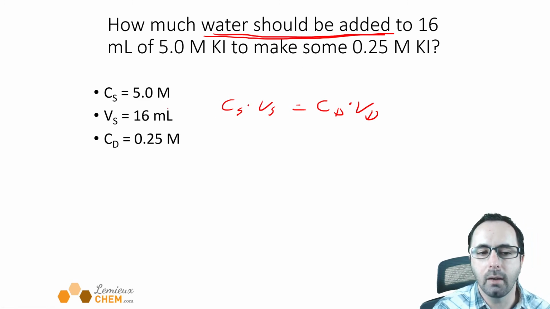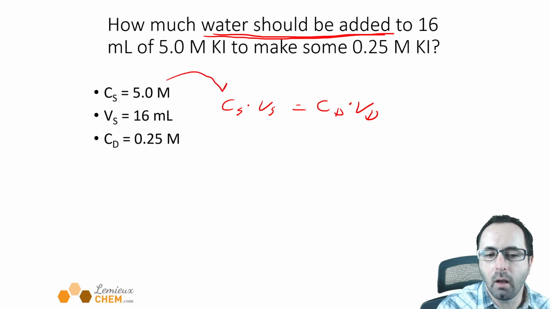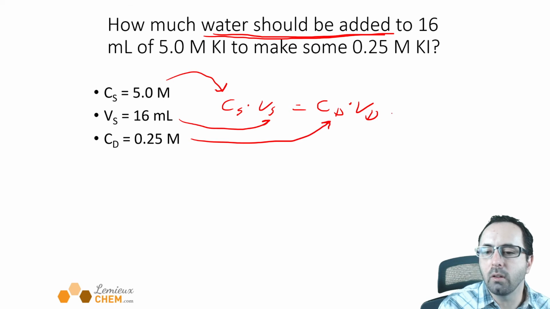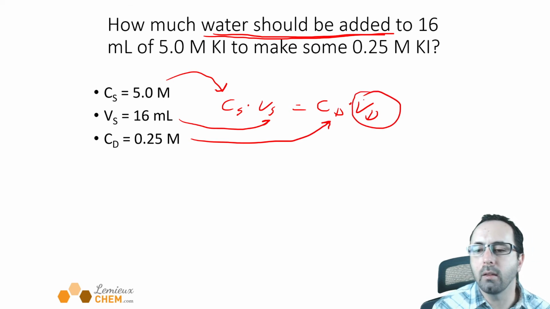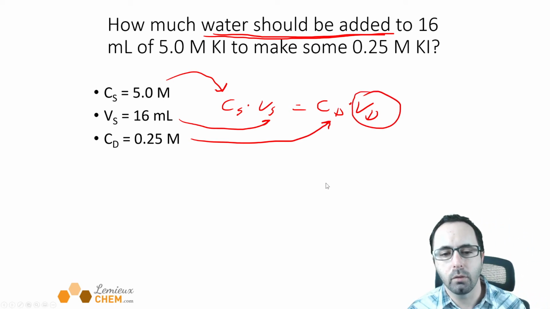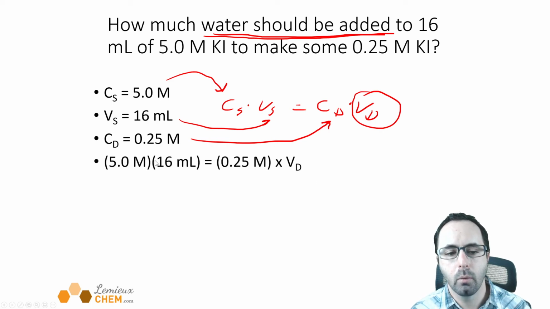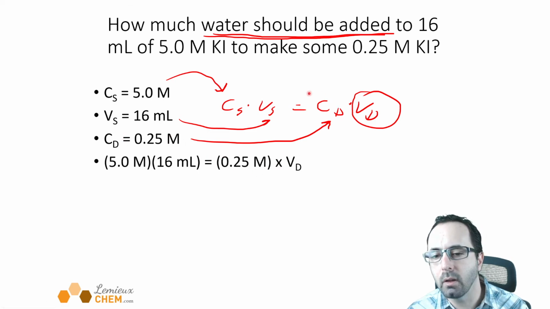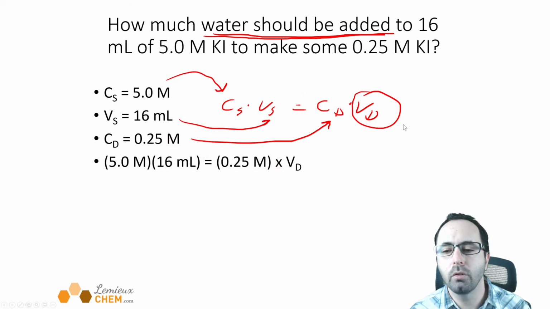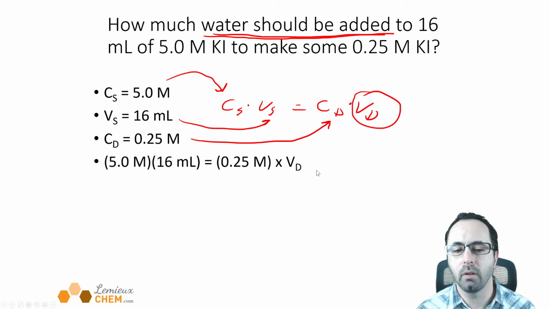Water is being added. So the concentration of the stock solution goes here, volume of the stock solution goes here, concentration of the diluted solution goes here, and what we want is the volume of the diluted solution. So we plug it in, we get 5 molar for the concentration of the stock solution, 16 milliliters for the volume of the stock solution. We get 0.25 molar here for the concentration of the diluted solution, and the volume of the diluted solution is what we want to find.